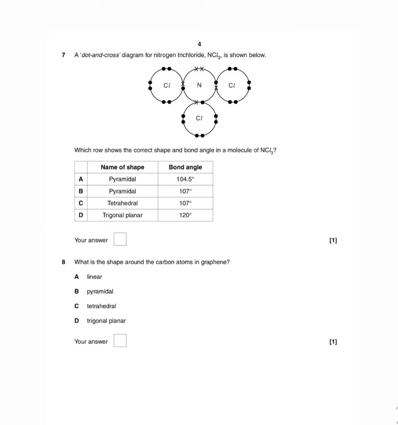Okay, number 7 is saying that a dot and cross diagram for nitrogen trichloride is shown below, which row shows the correct shape and bond angle in this molecule of nitrogen trichloride.